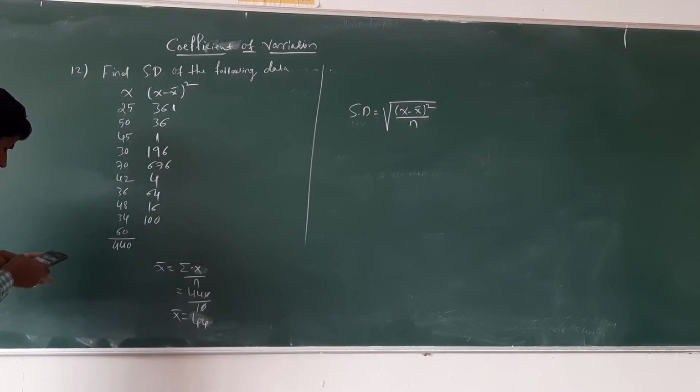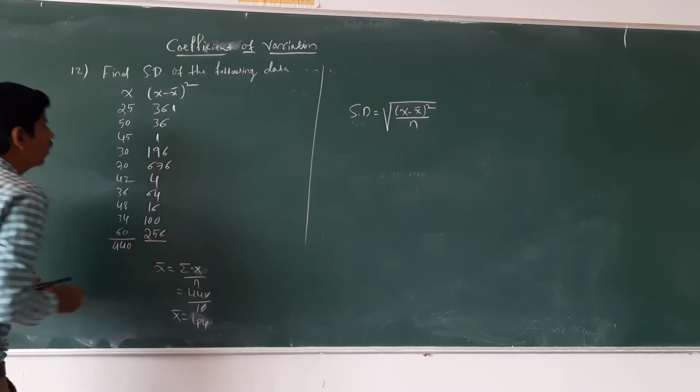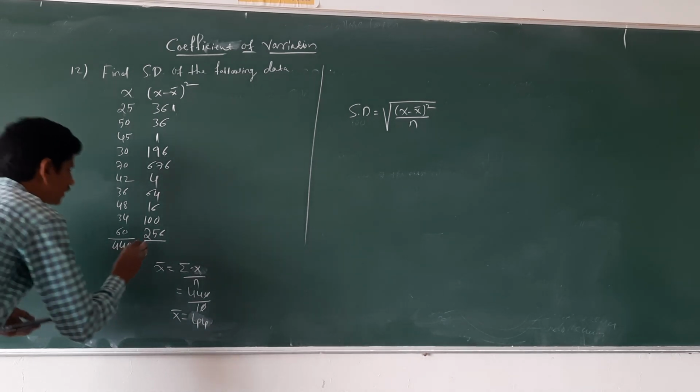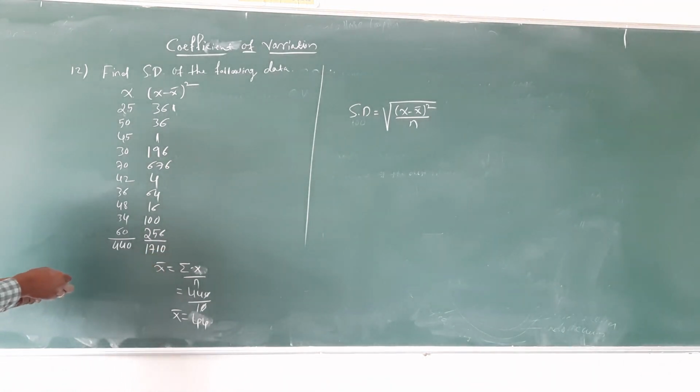60 minus 44 is 16. 16 square is 256. Then you have to add all these values. Here 361 plus 36 plus 196 plus 676 plus 4 plus 64 plus 16 plus 100 plus 256. Then we'll get 1710 is the sum. That is, sum of x minus x bar whole square is 1710.